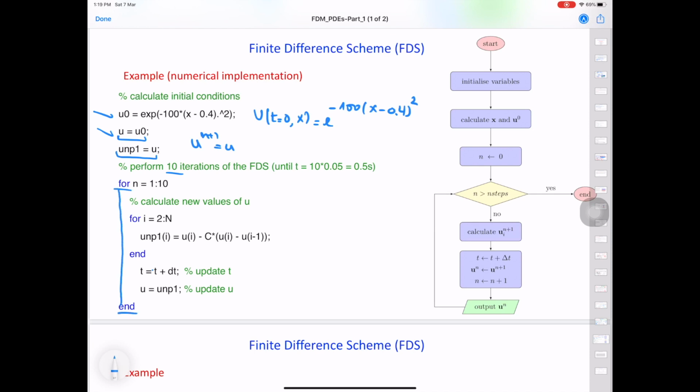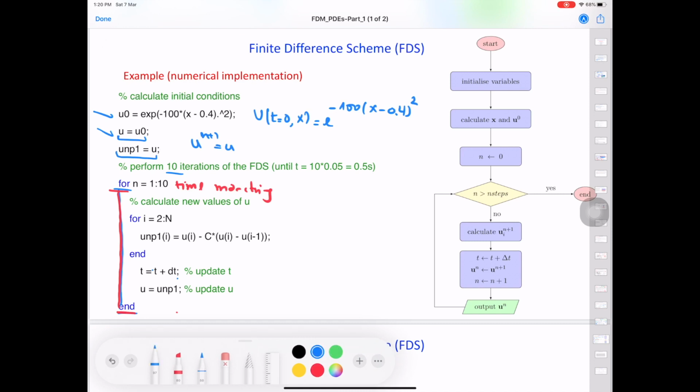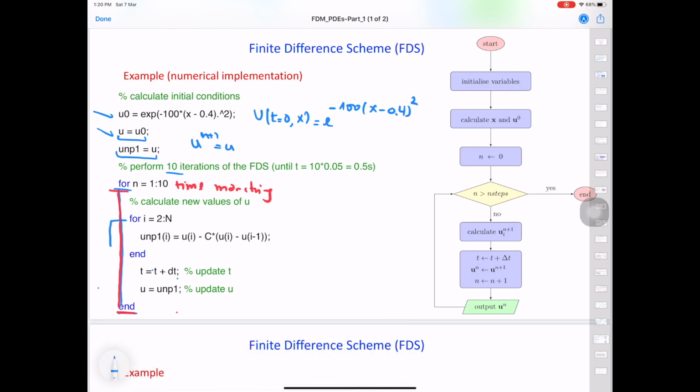So what we have? We calculate the new values of u. So here we are iterating through time, okay. So this is the time marching, the outer loop, and the inner loop here is the space, okay. Space marching.